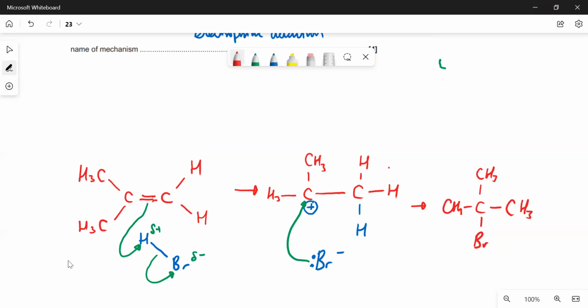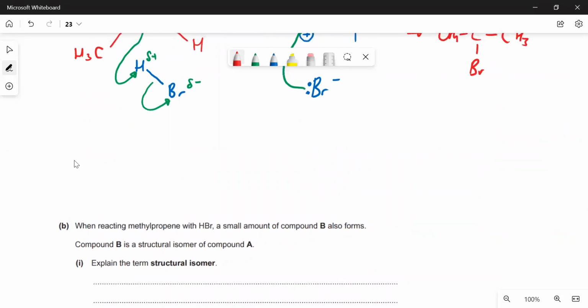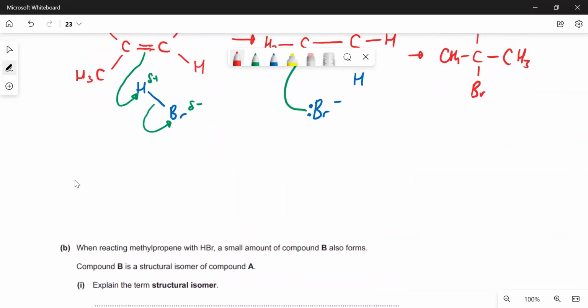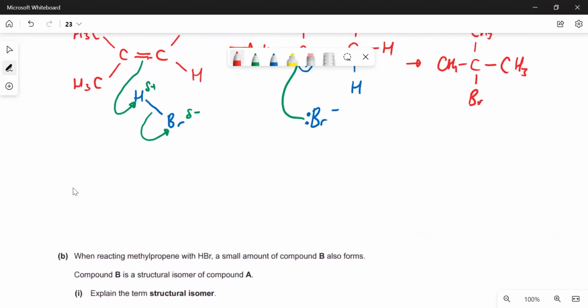Okay, that's everything that you need there. Okay, when reacting methyl propene with HBr, a small amount of compound B also forms. Compound B is a structural isomer of A. What is a structural isomer? Well, the definition of a structural isomer is same molecular formula, but different structural formula.